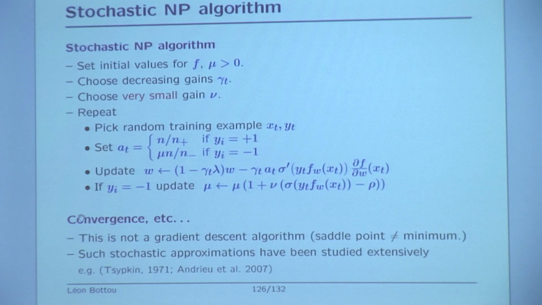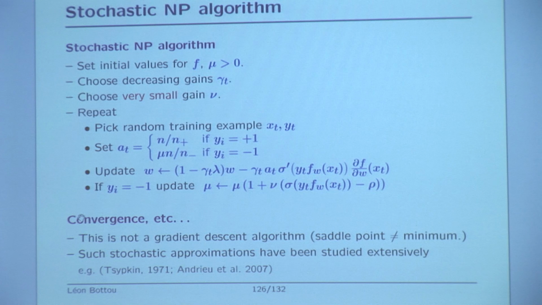So let's get a stochastic version of that. The idea is that you want to do a gradient descent in the W variables, and a gradient ascent in the mu variable. So we set an initial value for mu. We choose decreasing gains gamma t for the W part, and you choose a very small gain, it has to be very small, for the mu part.